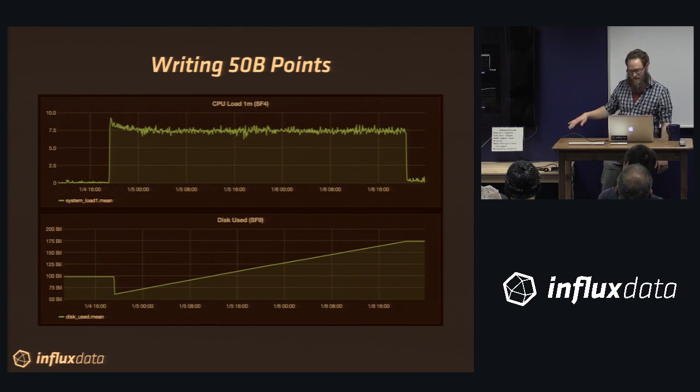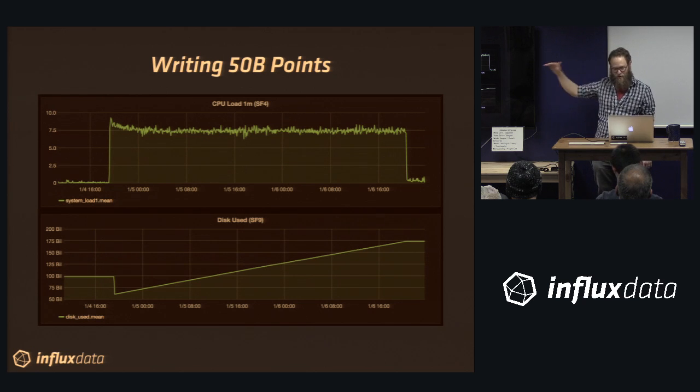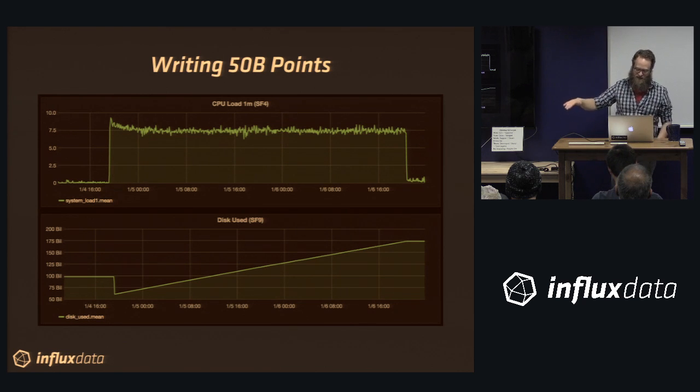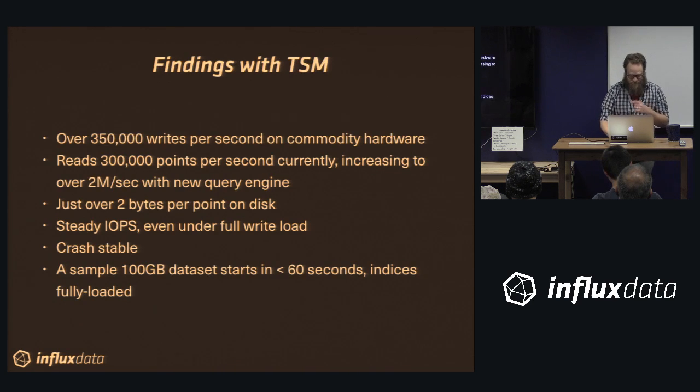So basically, this is just CPU pegged, writing data as fast as you can, and 50 billion points in about a day and a half. If you do the math, it ends up being about 350,000 writes per second. And I think that one was on just a quad core CPU, nothing fancy, just writing to a generic SSD. So that's sustained. That was writing that data that entire time. Basically, it's consistent.